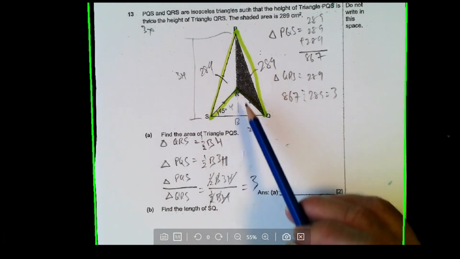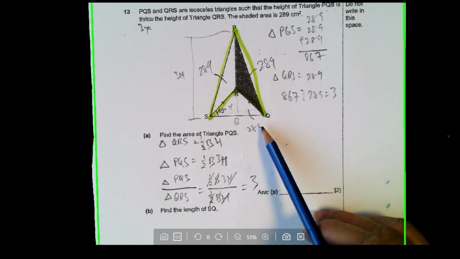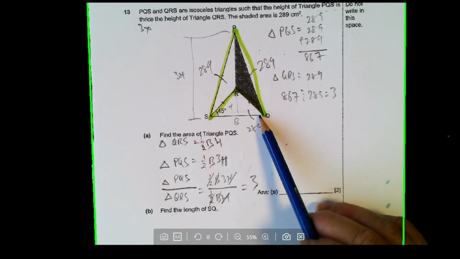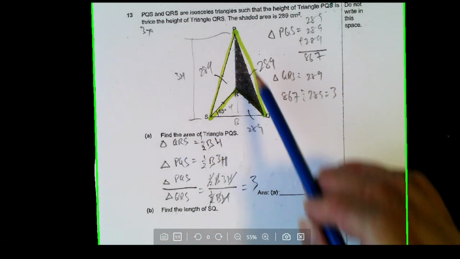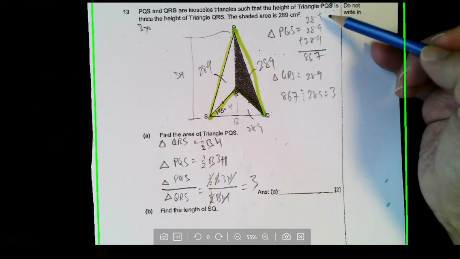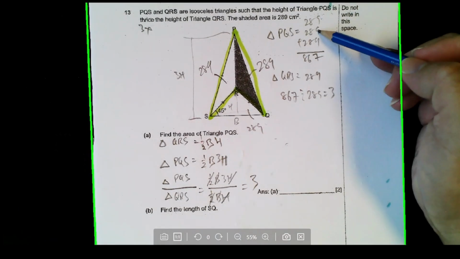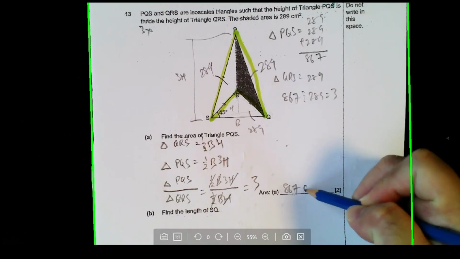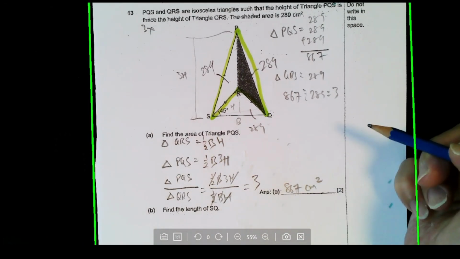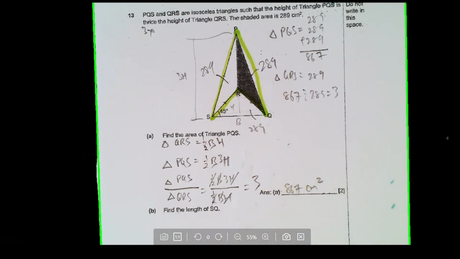So this small triangle is 289. Okay? So the area of the big triangle PQS, you found out already: 289 plus 289 plus 289, you get 867. Don't forget your units.